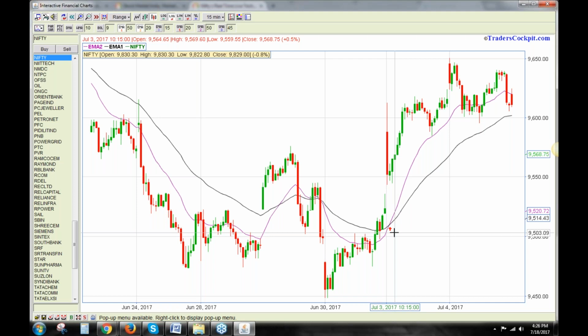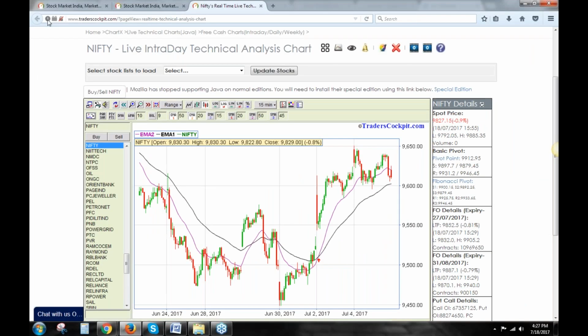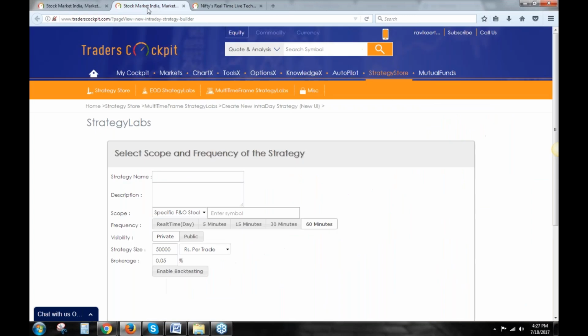I can code this same logic on Strategy Labs, a unique platform which we have, where this strategy can be coded, and accordingly you can check out the accuracy of the strategy, how this would have worked out.